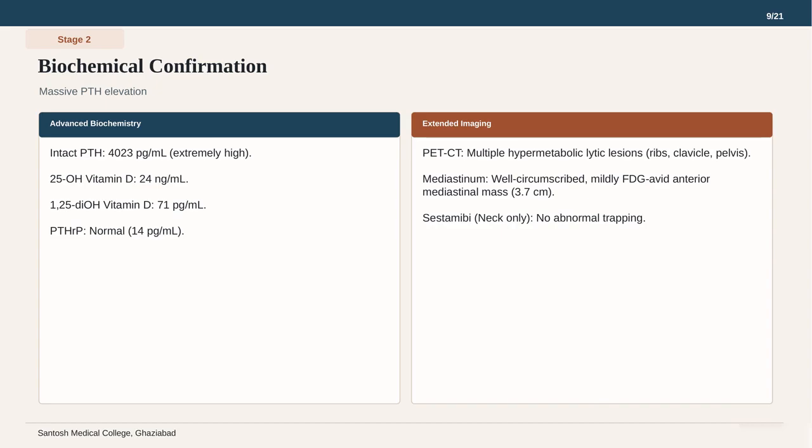Interestingly, the standard sestamibi scan of the neck showed no abnormal trapping, which explains why the initial focus might have been elsewhere. This massive elevation in parathyroid hormone, combined with an ectopic mass, completely changes the diagnostic landscape. We are no longer looking for a primary bone cancer, but rather the source of this hormonal surge. This brings us to another opportunity to pause and consider the implications of these findings.